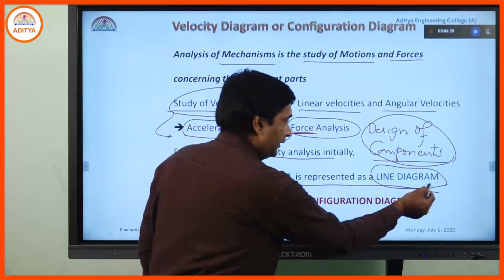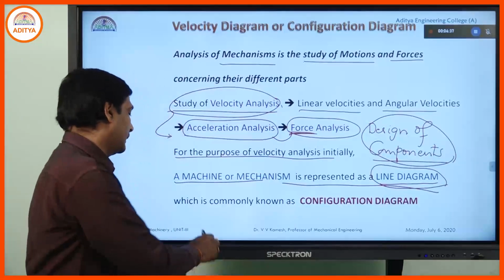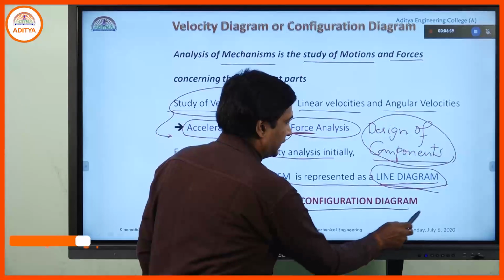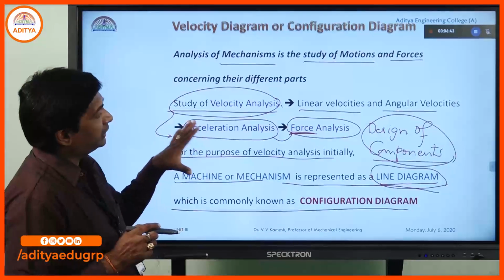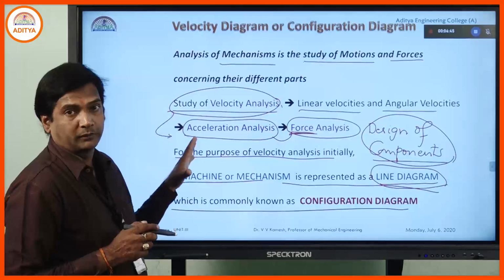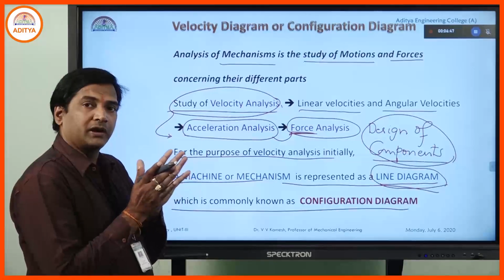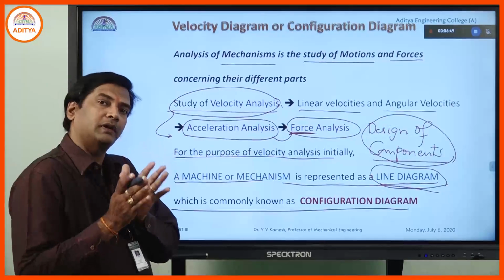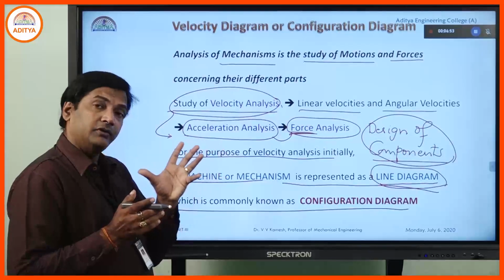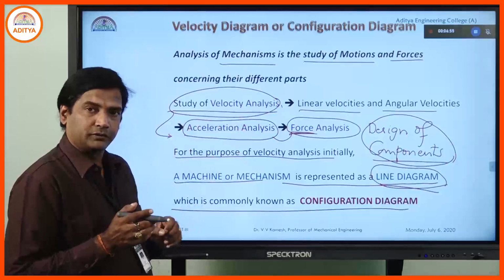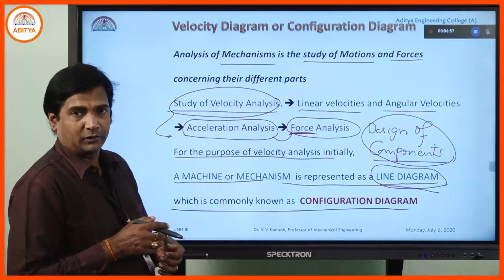All are represented as a line diagram, and this we are calling with another name, configuration diagram. That means what is the composition of the actual problem. So, which parts we are having in the composition, what type of linkage it is, and which part is moving or which part is giving the input, and what we need to calculate.